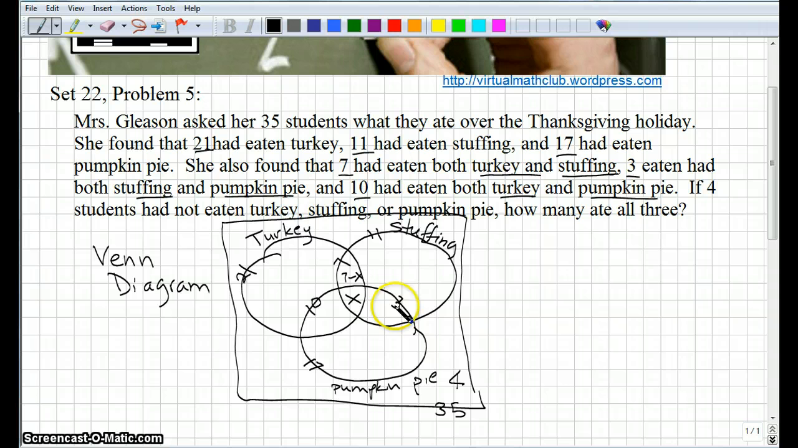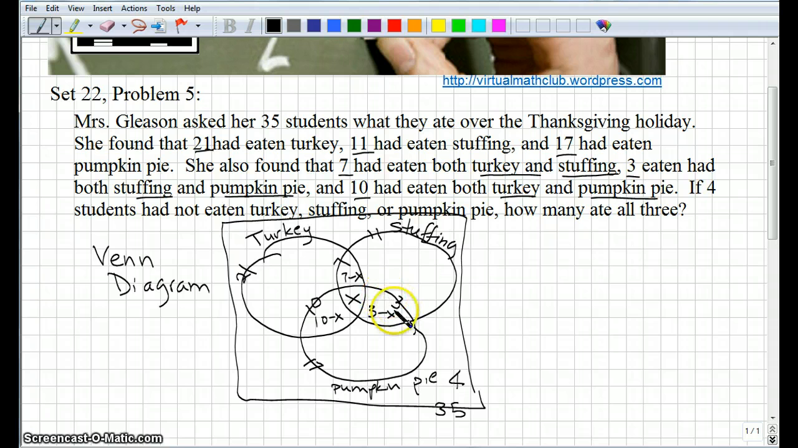In the same way here, we have some kids who ate stuffing and pumpkin pie and some that ate all 3, so if we subtract X from 3, we have the region, the set of kids who ate only stuffing and pumpkin pie, but not turkey. And we could say this is 10 minus X, this area here, because this represents the kids who ate turkey and pumpkin pie, but not stuffing.